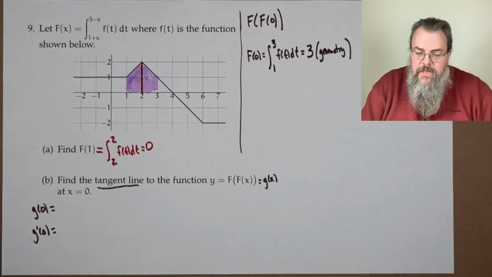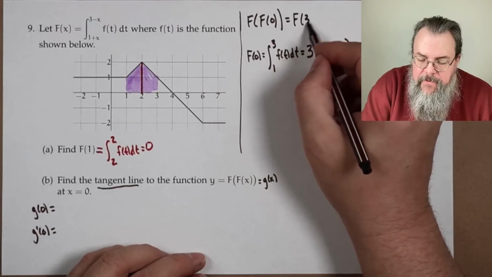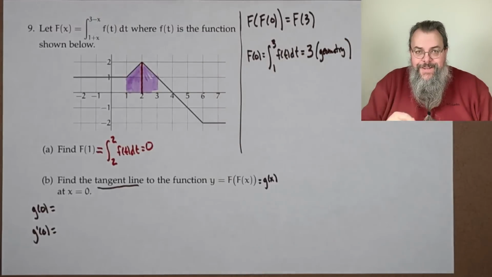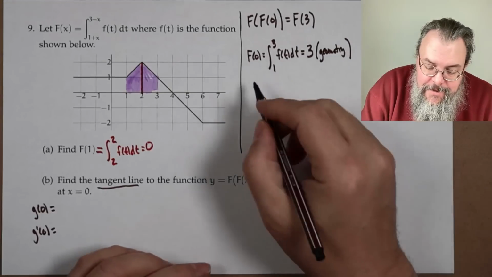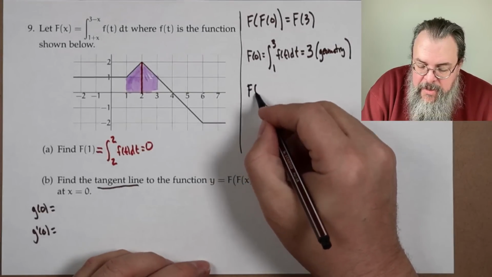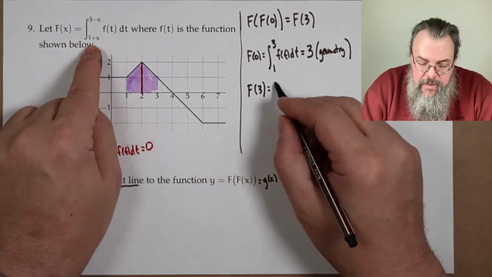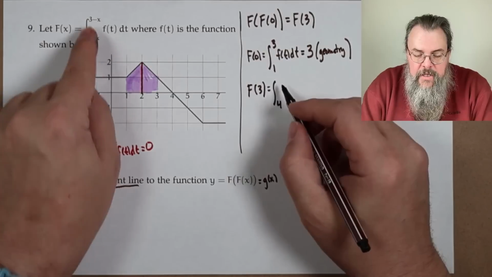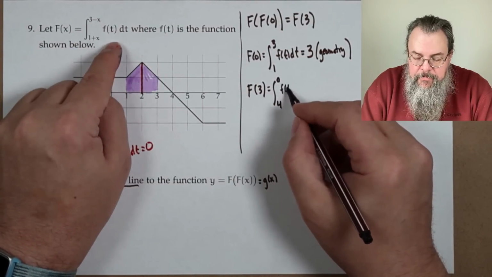Okay, so we say, great, f of 0, that's the same as f of 3. Phew. Good. So what is f of 3? Well, all right, what is f of 3? And, well, plug in. So we're going to go integral 4 to 0 of f of t.